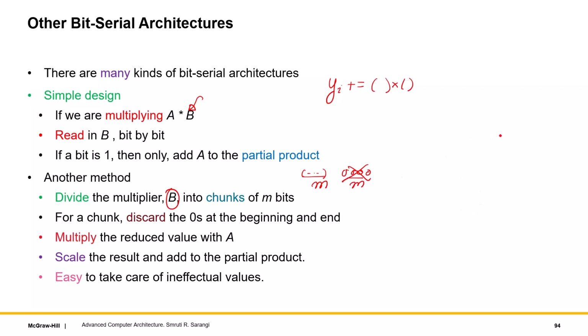So let me explain with an example. Let us say this is A and this is B. So what I do is that I divide B into chunks of m bits, right?